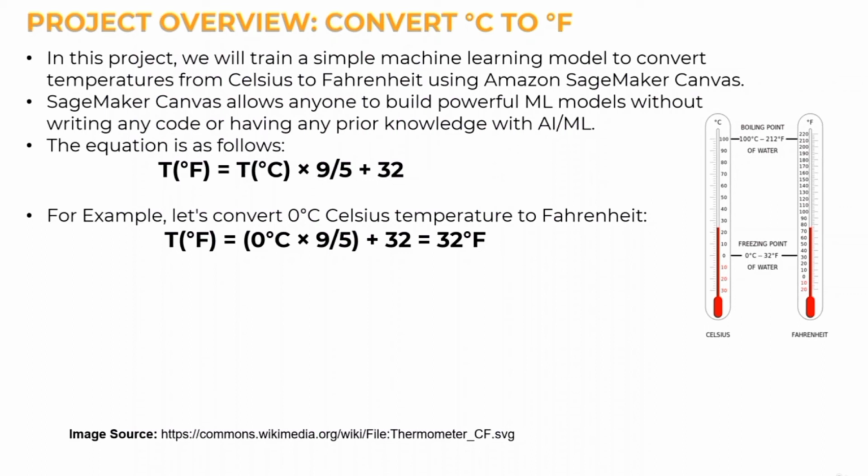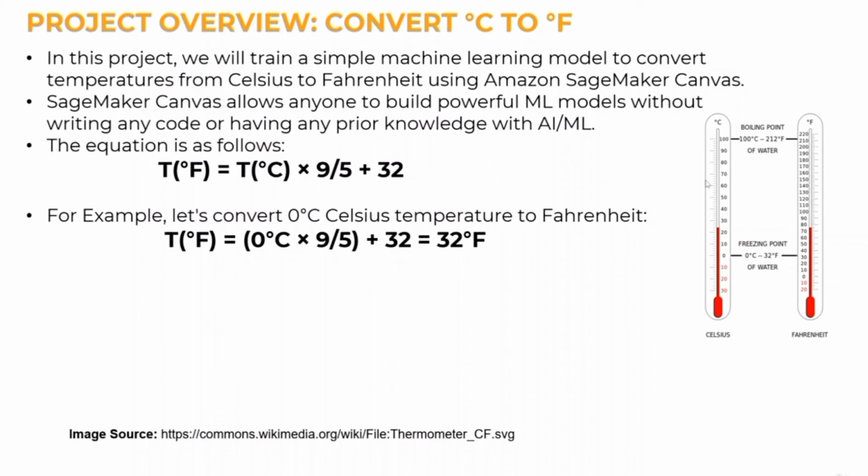Okay, so let me show you guys an overview of the project that we are going to build today. In this project, we will train a simple machine learning model to convert the temperature from Celsius to Fahrenheit. Please note that this is the simplest form. We have a simple equation, and we are trying to build that equation and train it to optimize the parameters for the equation. We are going to do that in Amazon SageMaker Canvas.